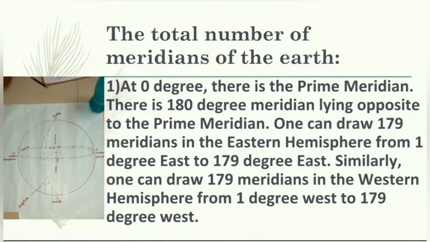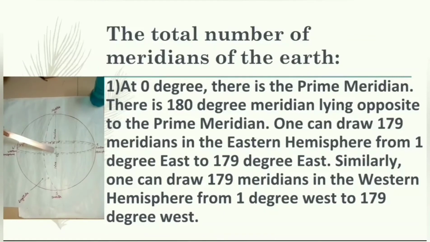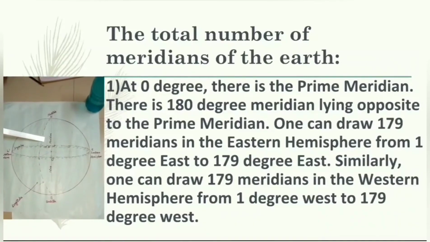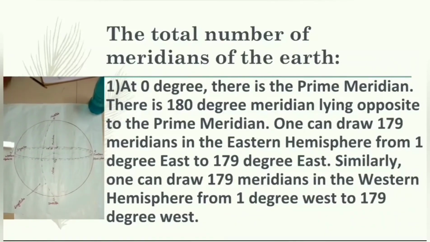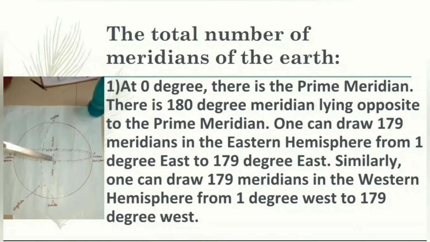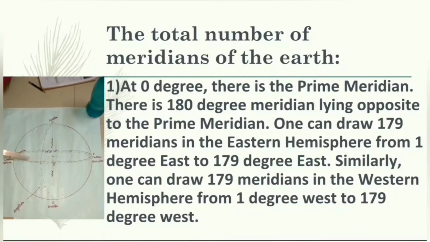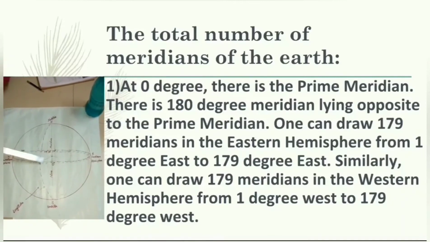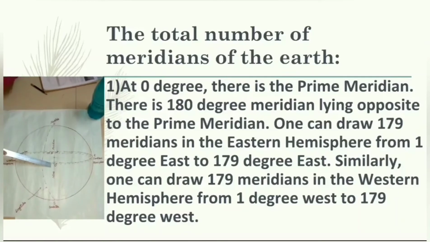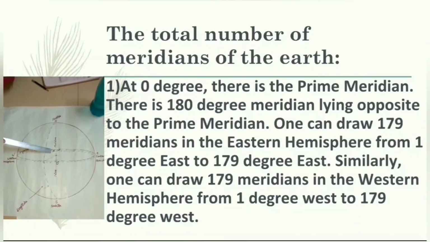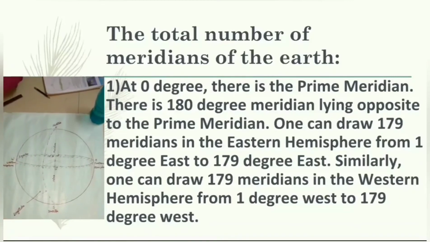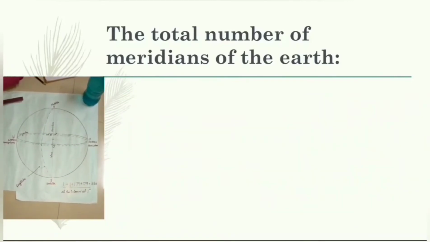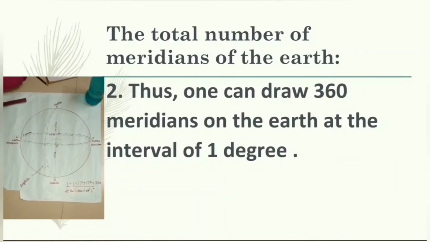Similarly, one can draw 179 meridians in the western hemisphere. How many can you draw? 179, from 1 degree west to 179 degree west. Is it okay? So the second point is, thus one can draw 360 meridians.